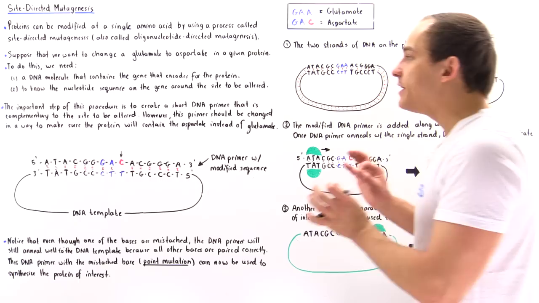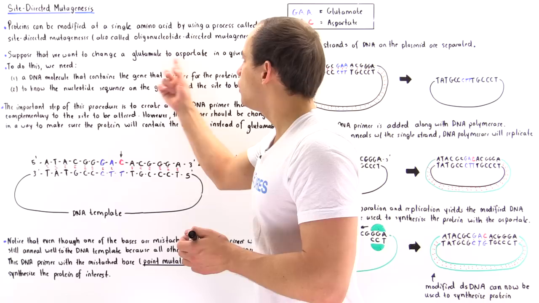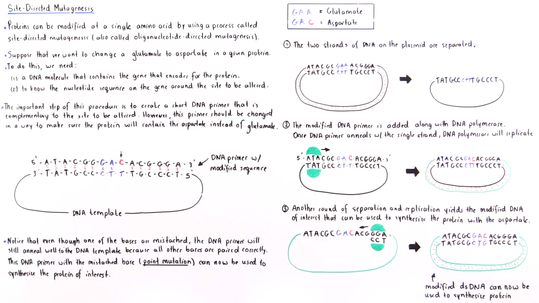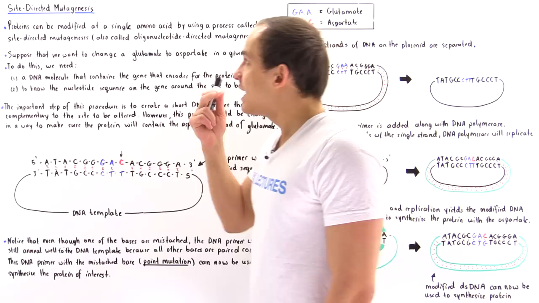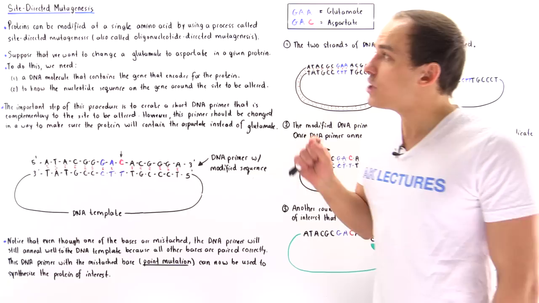And now we can use this modified double-stranded DNA molecule to synthesize that protein in which we replace the glutamate with the aspartate molecule. So another round of separation and replication of this DNA plasmid yields the modified DNA of interest that can be used to synthesize the protein with that aspartate instead of that glutamate. So we see that site-directed mutagenesis is a very, very useful technique used in recombinant DNA technology to change protein sequences by a single amino acid.